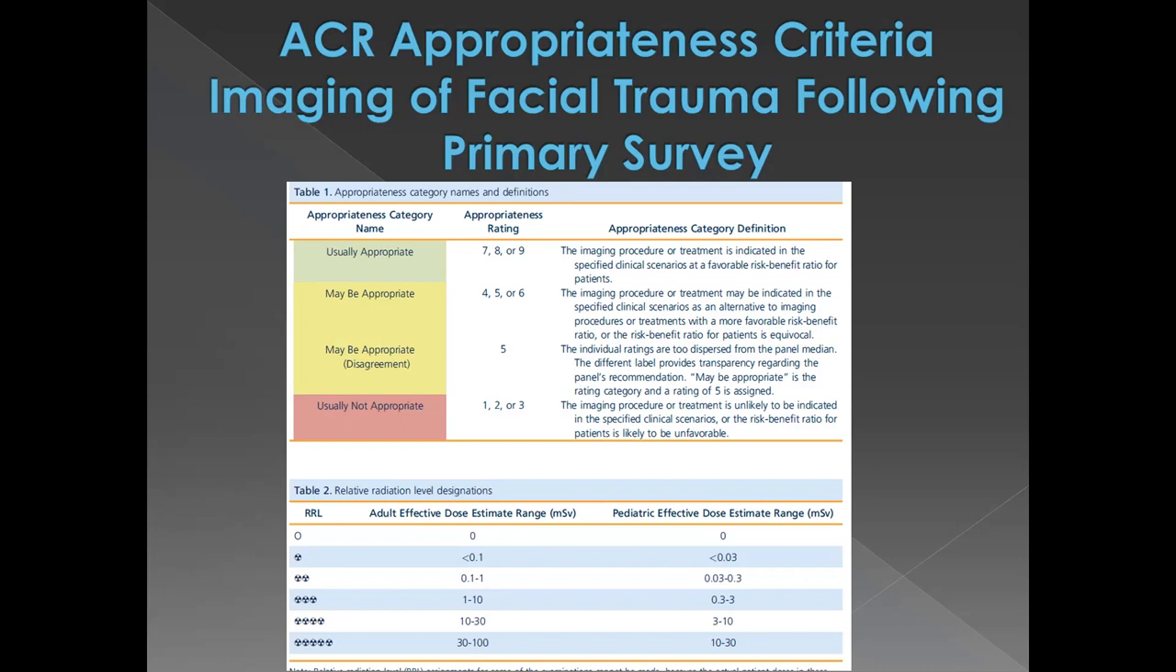And this relative radiation level, this nuclear sign that you're seeing, signifies how much radiation it is giving to the patient in a rough amount of millisievert radiation dosage, for pediatric and adults separately. So let's have a look at what X-rays the American College of Radiology recommends that you do for facial trauma following the primary survey.